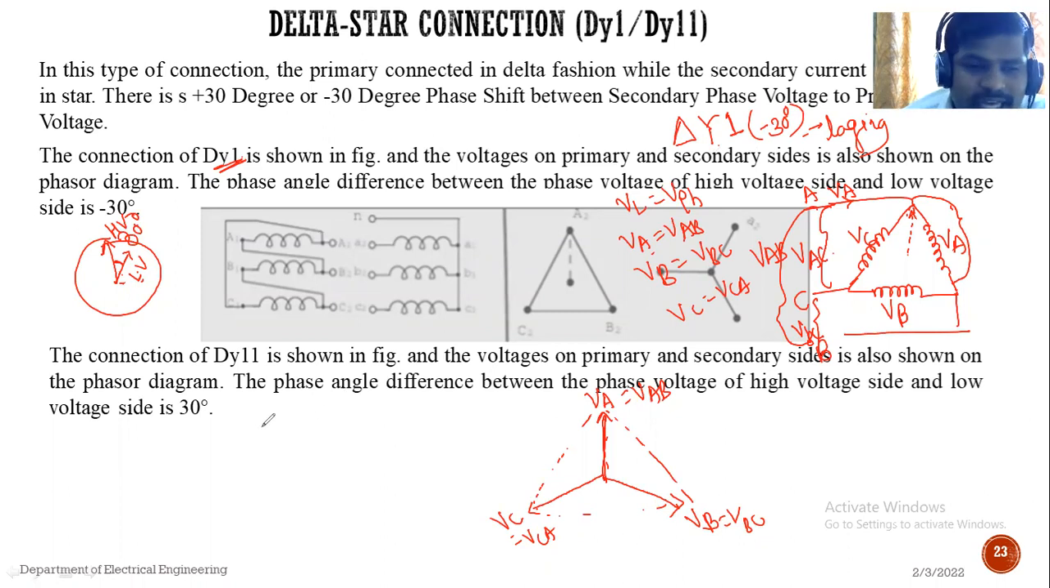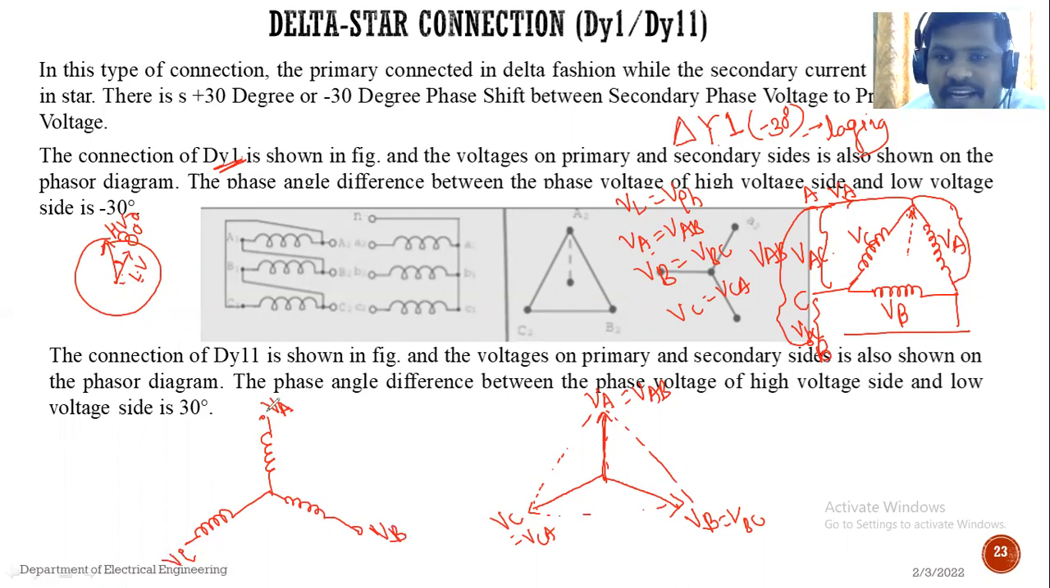So I will draw the star connection of the secondary side. Suppose this is one phase, this is another phase, and this is another phase. Each is a balanced phasor, so that each phasor is 120 degrees apart. Here it is VA, here it is VB, and here it is VC. So this is the star connection on the secondary side.